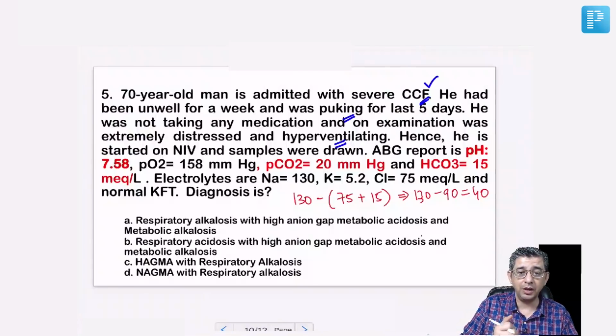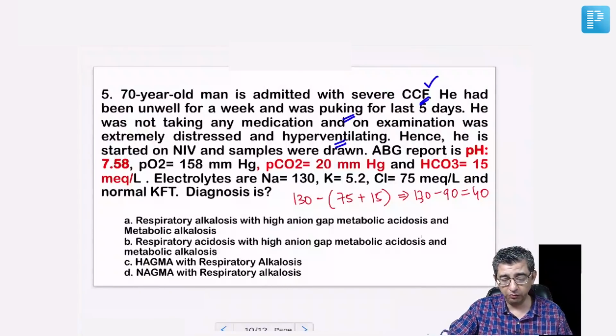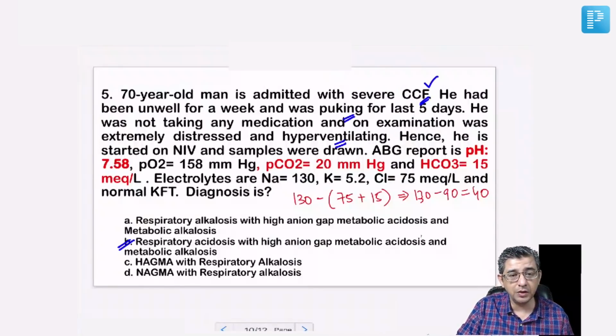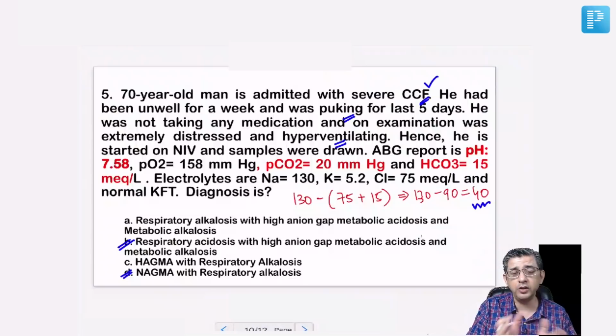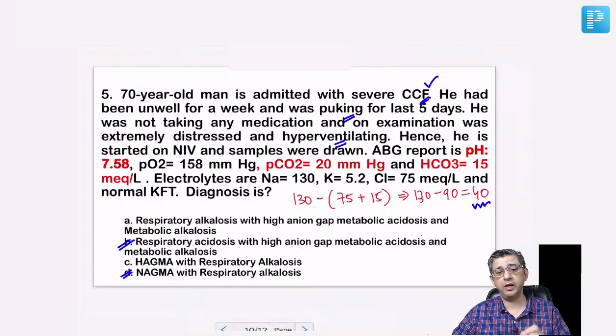So at this juncture, when you are reading the options of this question, you can rule out two options right away. Option B is not the answer to this question, because we are not having a respiratory acidosis, we are having a respiratory alkalosis. So we are left with the remaining ones. I am also ruling out option D, NAGMA, because this person is having an anion gap of 40. The anion gap would be in the range of about 3 to 12 milliequivalents, right? This is much higher. So one thing is very sure, this person is having a high anion gap metabolic acidosis.